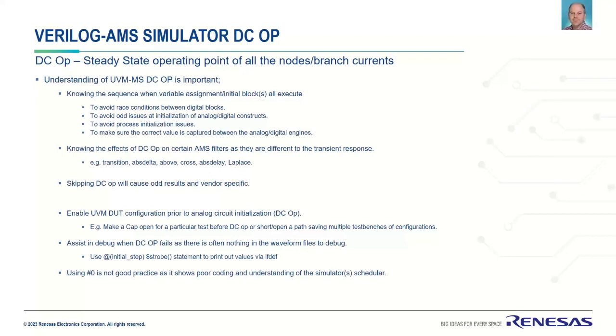And please don't use #0. I see people do that. In fact, I've even seen a vendor put that in their tool to fix something. So definitely don't do that. That really means you don't understand what's happening. Yeah, and Stephen and I found you must remember to raise a UVM objection before DC operating point, otherwise nothing happens.